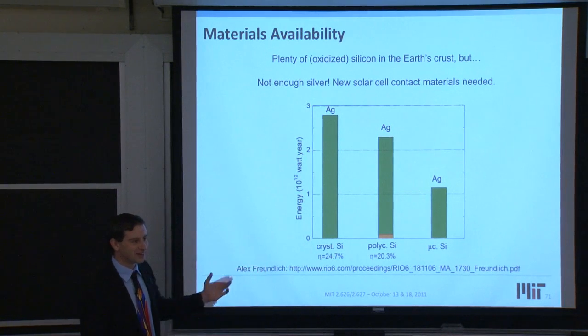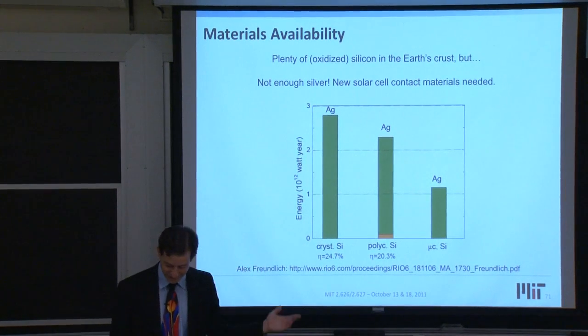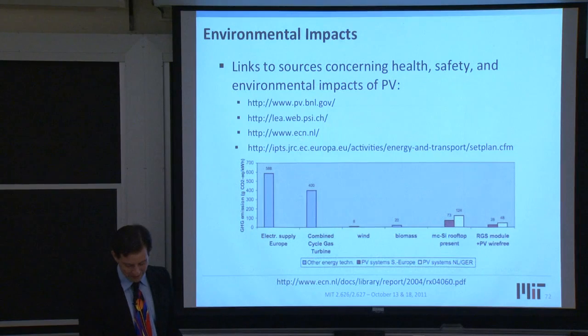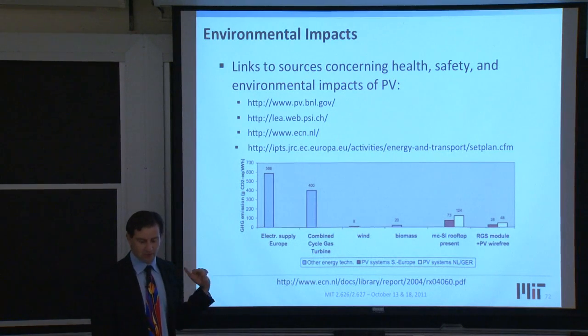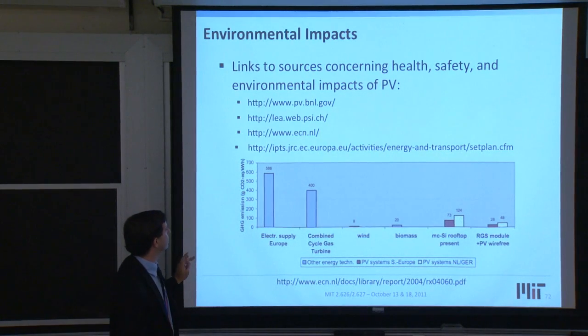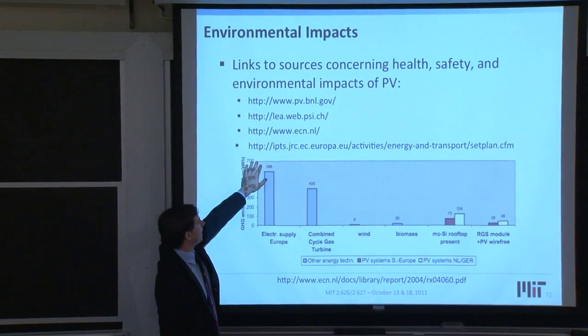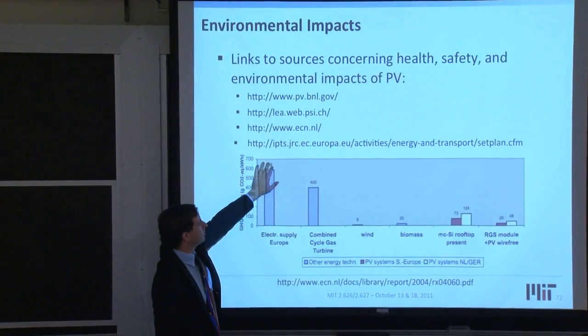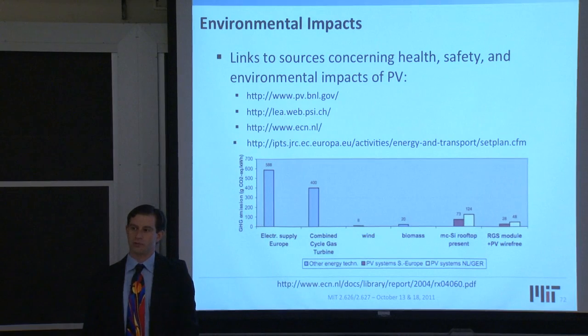We know there's a limit for how much silver can be used in the front contact metallization. We're using about 10% of it right now. And if you're looking for environmental impact of crystalline silicon technologies, I've included many different sites right here that talk about the environmental impact of solar cell manufacturing.